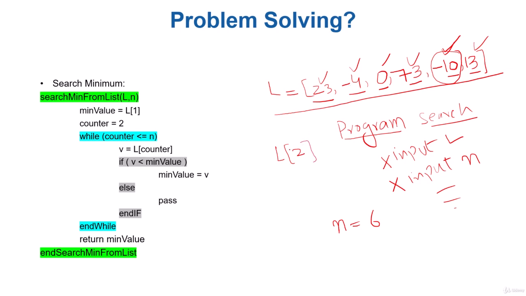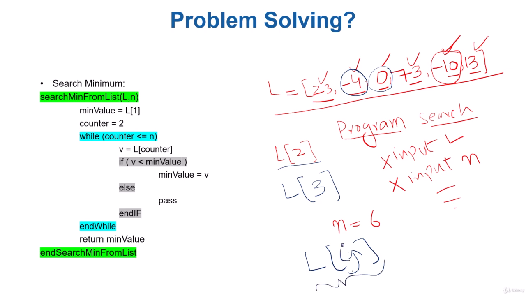In this particular case, L of 2 is basically the second element in the list, which is -4. L of, let's say, 3 is the third element in this list, which is 0, and so on. So let's take a convention that whenever we want to read the elements from the list, we will read the element number by giving the element number here. Let's say if we write L of I, that means the ith element of the list.